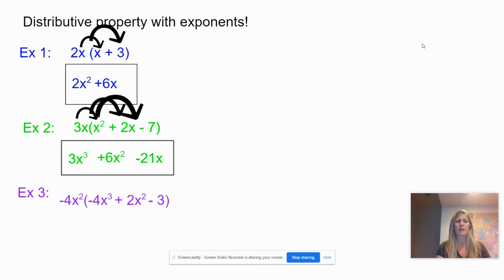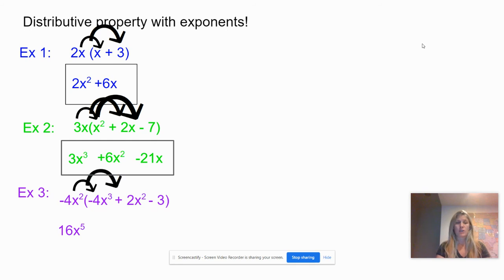Now our third example here is negative 4x squared times the quantity negative 4x cubed plus 2x squared minus 3. So our first item to multiply is negative 4x squared times negative 4x to the third power. We multiply our numbers. Negative 4 times negative 4 is 16. We have 2 x's and 3 more x's. That gives us 5 x's altogether. So our first term is 16x to the fifth power.